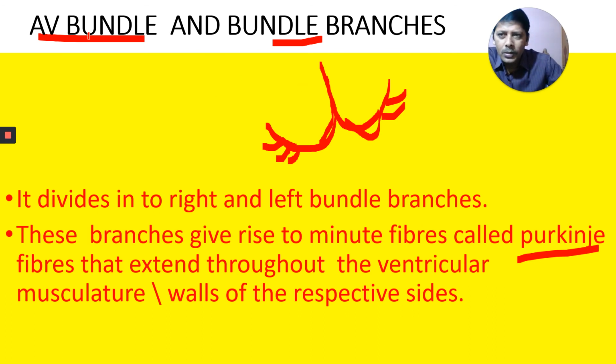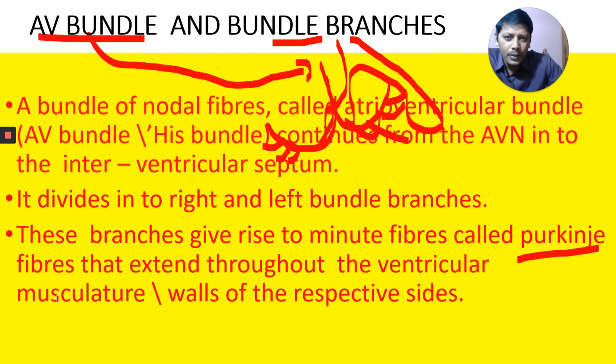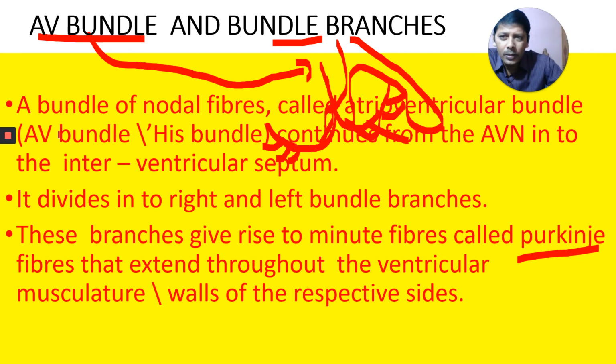Understand? The bundle divides into two branches, the bundle branches. This is one branch, and this is the other. From these branches, again some structures arise, called Purkinje fibers. These branches give rise to minute fibers called Purkinje fibers that extend through the ventricular musculature. The AV bundle is a bundle of nodal fibers called the atrioventricular bundle, AV bundle or His bundle.